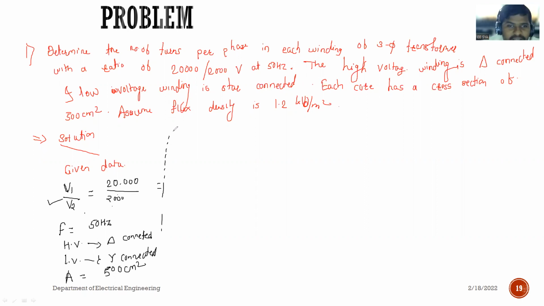Again, what is to be given? B. Flux density is given. Flux density, that is B, is equals to 1.2 Weber per meter square.